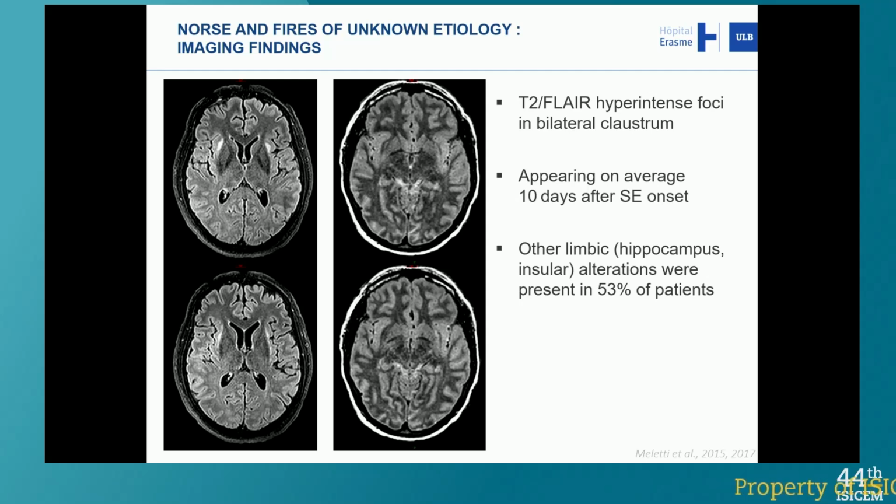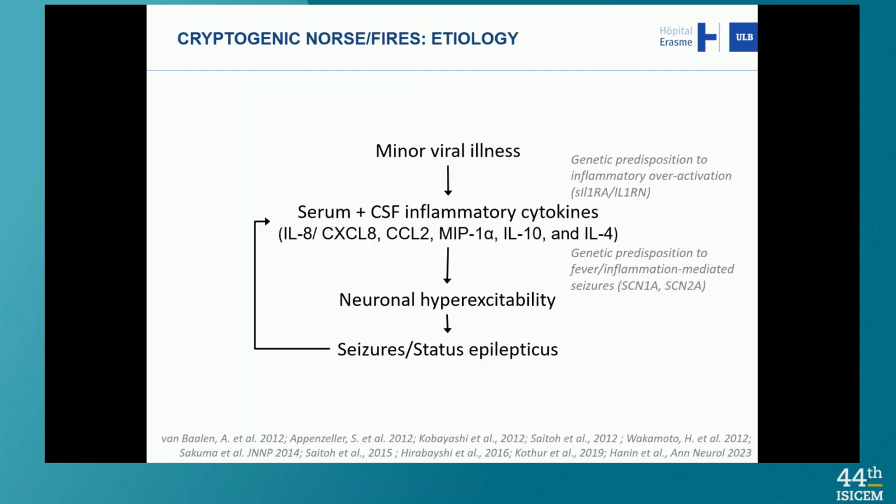So if you look at the claustrum, which is below the insula, these are the white stripes that you see on both sides of the brain. The left panel is the acute MRI. The right panel is the follow-up MRI. They go away, right? These are the white bands that go away. If you see that in your patient, it's very likely that it's cryptogenic NORSE or FIRES. This is very, very specific of the condition.